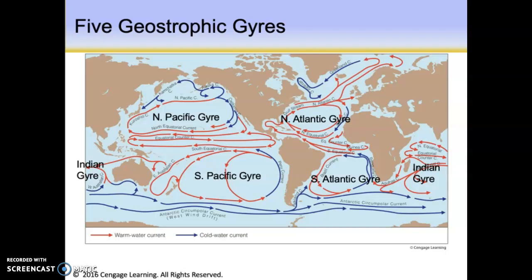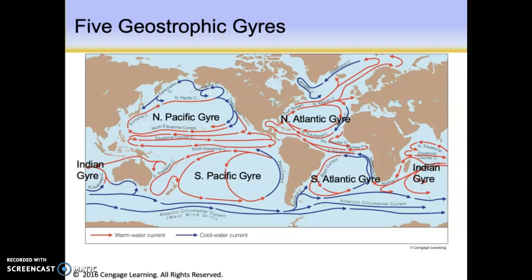The North Atlantic gyre, which we just looked at, has a counterpart in the South Atlantic. And then there are North Pacific and South Pacific gyres. And then there's one gyre in the Indian Ocean because, of course, the Indian Ocean is only in the southern hemisphere. So that's why we only have one gyre there. There's a little bit of Indian Ocean in the northern hemisphere, but not enough to allow for a gyre.